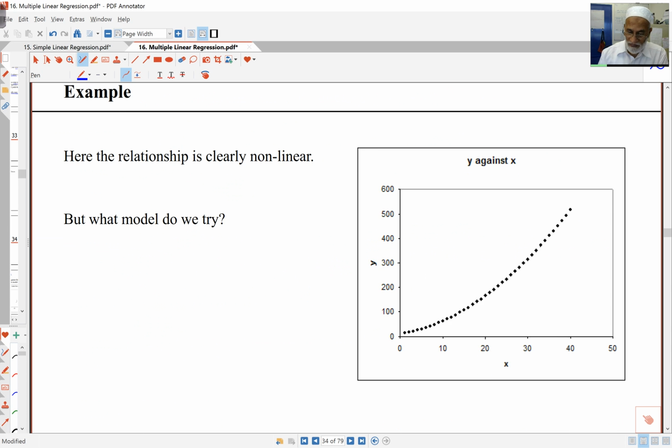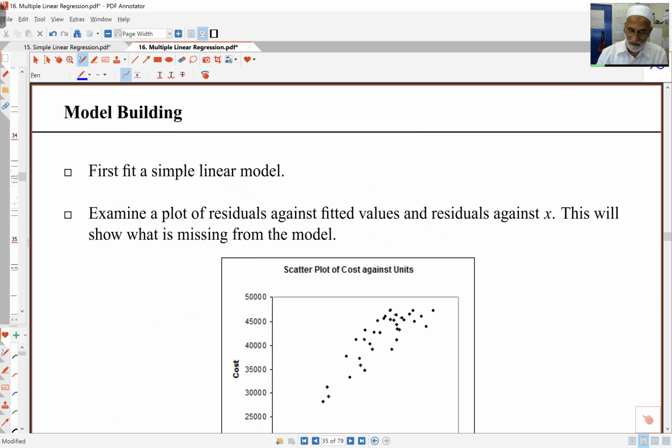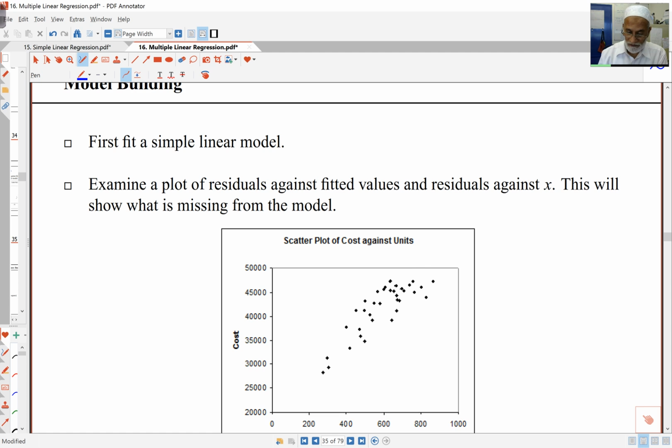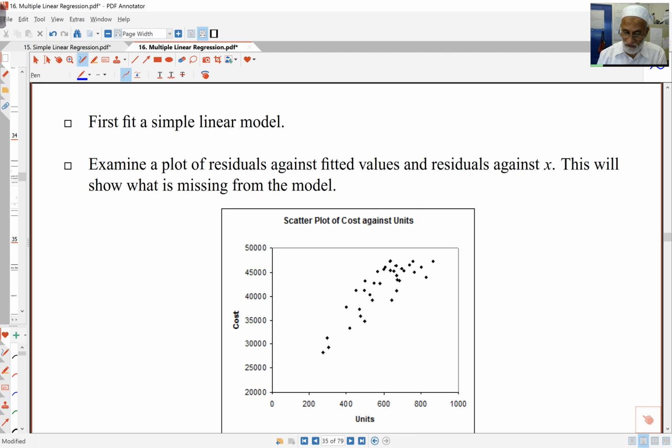Example over here is some data. Y against X. There's certainly some curvature over here. Exactly how, we don't know yet. What do we try? Simple. Start with the simplest model. Just a straight line. And then examine residuals against fitted values to see what else is left.